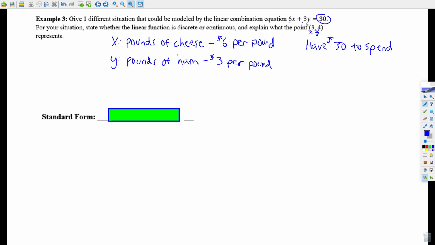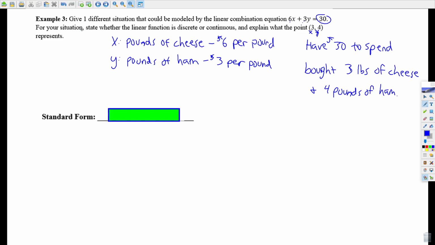So what does that mean when you plug in the numbers 3 and 4? When x stands for pounds of cheese and y stands for pounds of ham, we would say that we actually went out and we bought 3 pounds of, well, whatever x stands for. We bought 3 pounds of cheese and 4 pounds of ham.